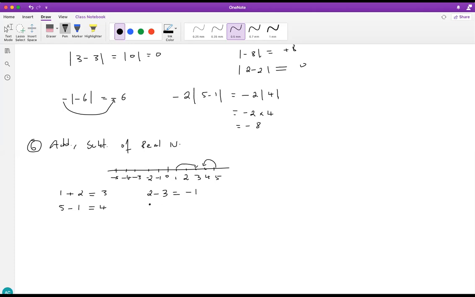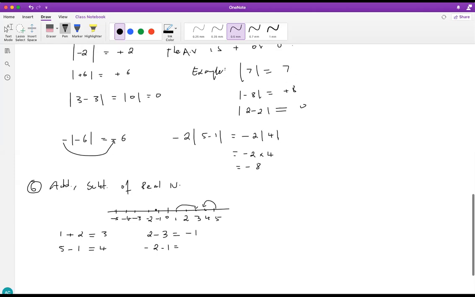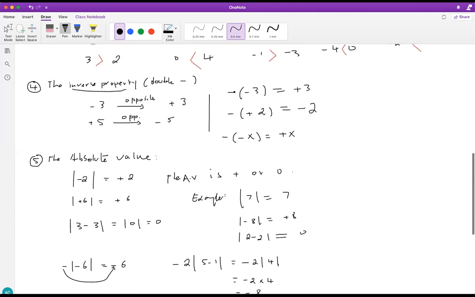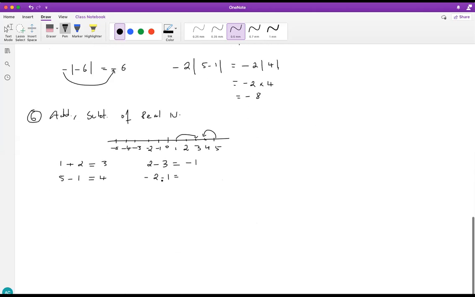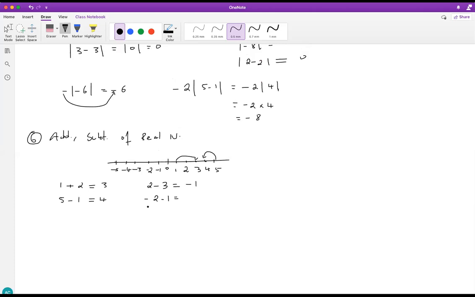And sometimes you may see something like this: negative 2 minus 1. That's 2 negatives, but this is not a double negative. Do not confuse that with this. A double negative is a minus followed immediately by a minus, with parentheses in between, and it turns into a positive. This is just negative 2 minus 1. What do you think negative 2 minus 1 is? Negative 3. Very good.